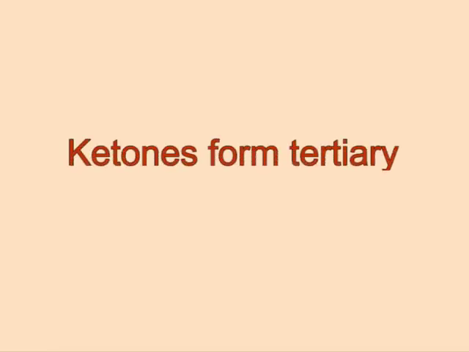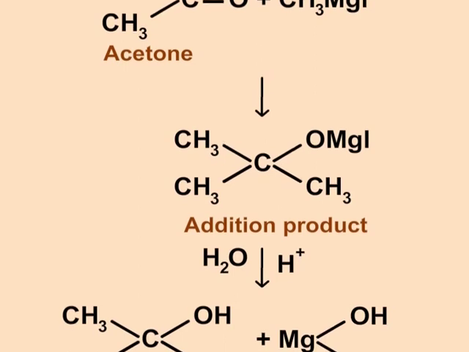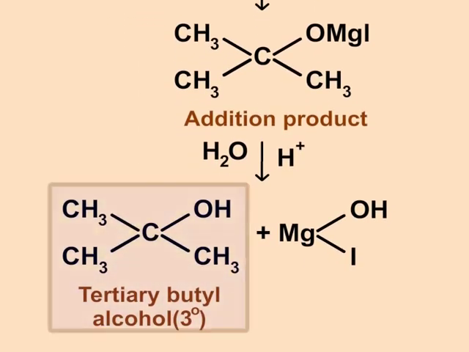Let us next learn about how ketones form tertiary alcohols. Acetone reacts with methyl magnesium iodide to form an addition product which on hydrolysis in the presence of an acid forms tertiary butyl alcohol.